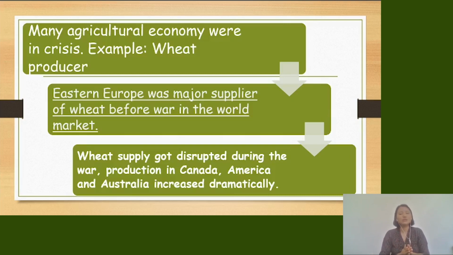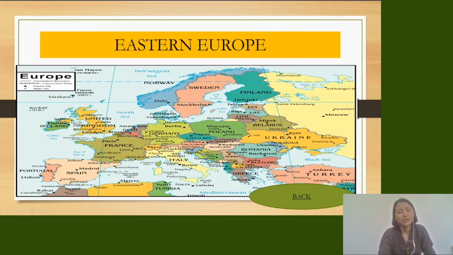Example, the wheat producing countries. That is because Eastern Europe was the major supplier of wheat in the world market before the war.